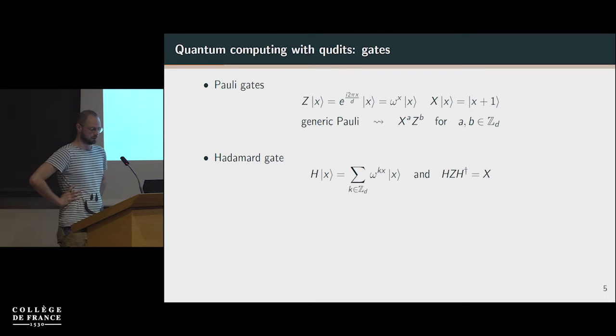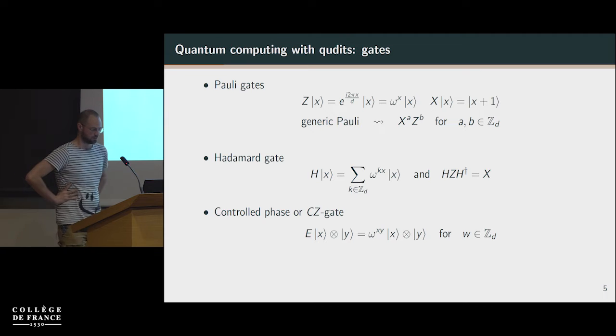Now, these Pauli operators are further linked by the Hadamard gate, or the discrete Fourier transform gate, which is just the straightforward generalization of the Hadamard gate for qubits, but as you can see, maps the Z gate to the X gate. And as the final piece in terms of gates that we're going to need, we need a gate that we use to generate entanglement. In our case, we use a generalization of the controlled Z gate, or controlled phase, which, just like the Z gate, acts here as a multiplication by a dth root of unity, weighted again by the labels of the basis states on which we're acting.